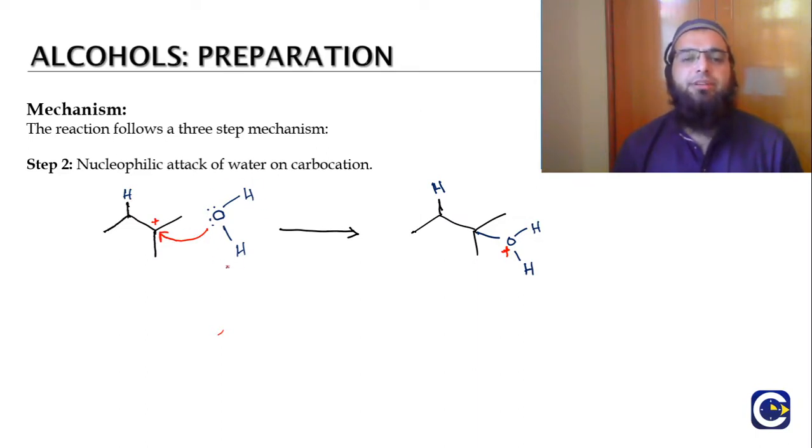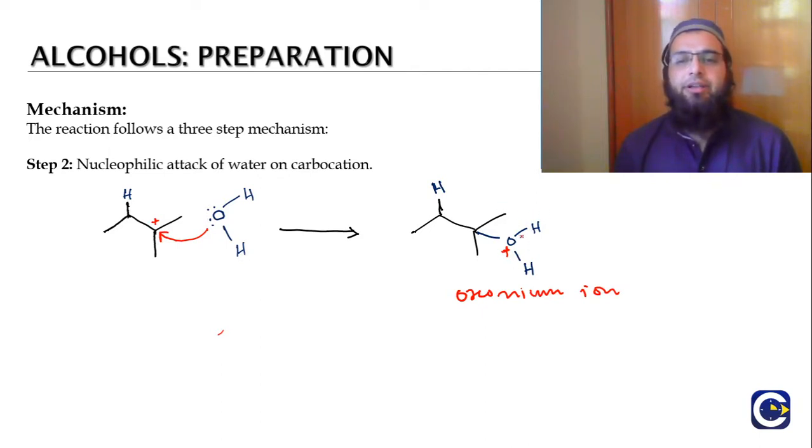This water is present in plenty of the amount in the reaction system. So the water will attack on this positive charge, and we will again get an unstable entity. This is called oxonium ion. Oxonium ion. And in oxonium ion, again, the oxygen has the positive charge. Again, this is unstable.